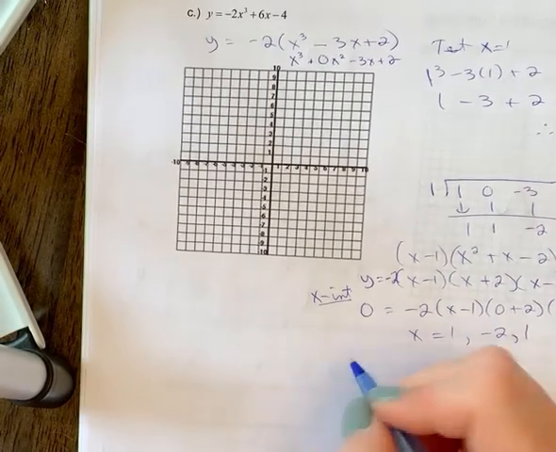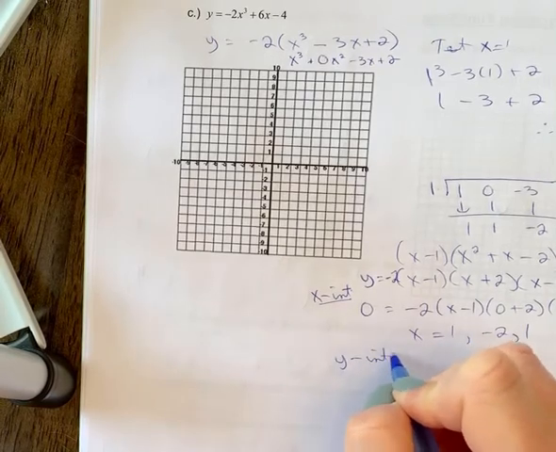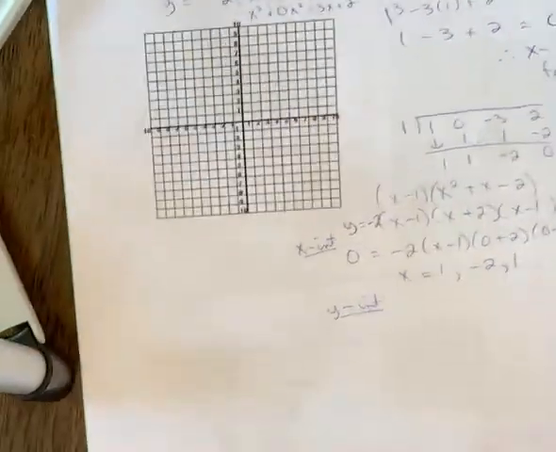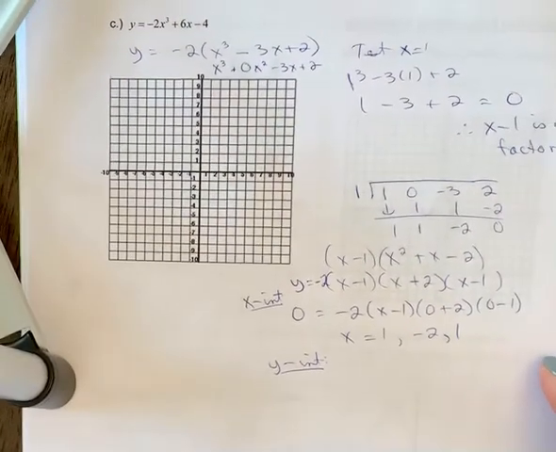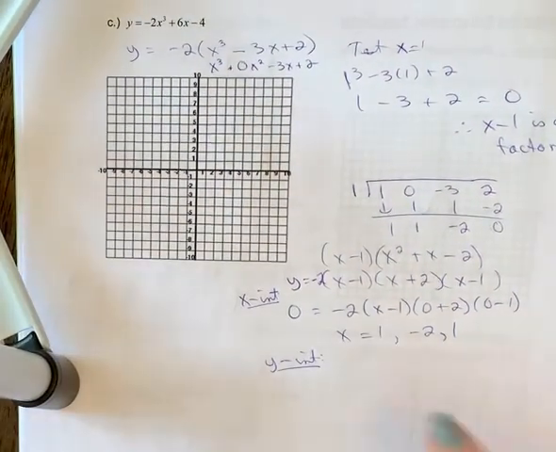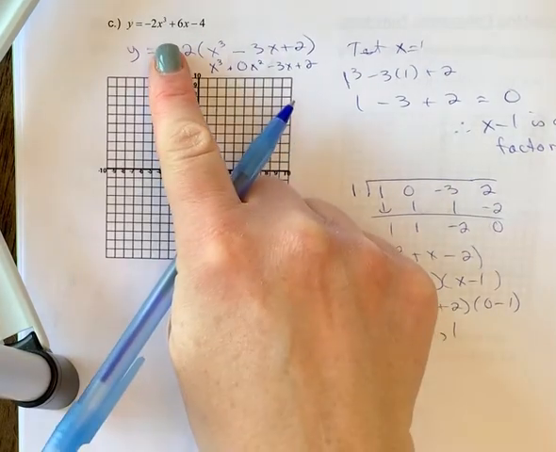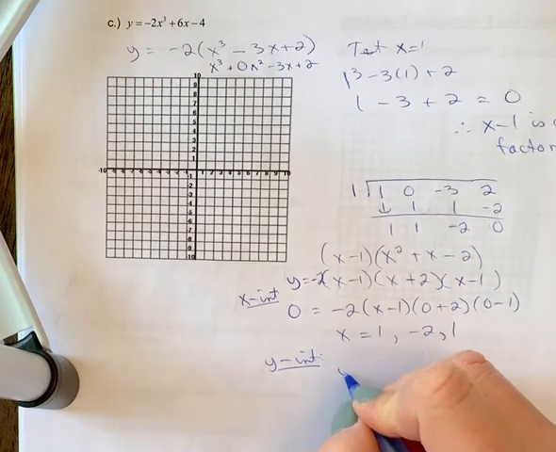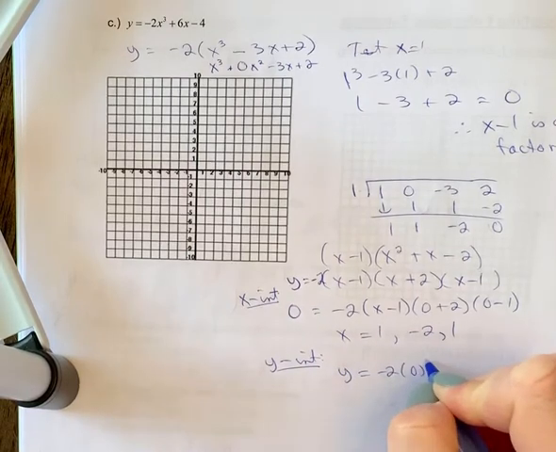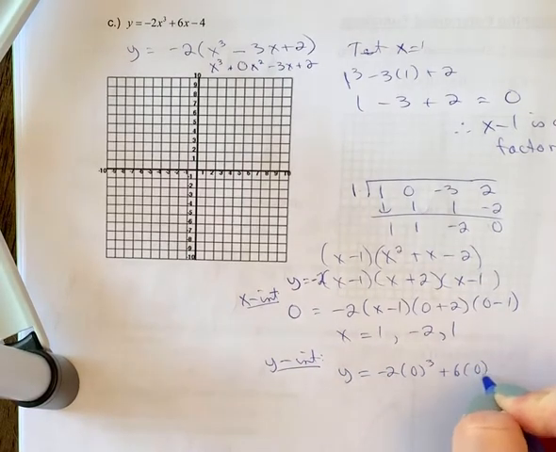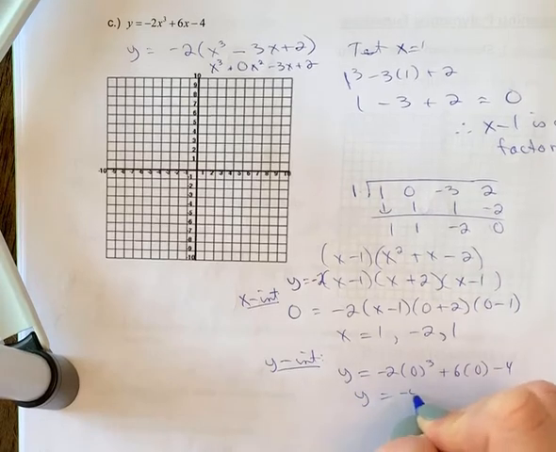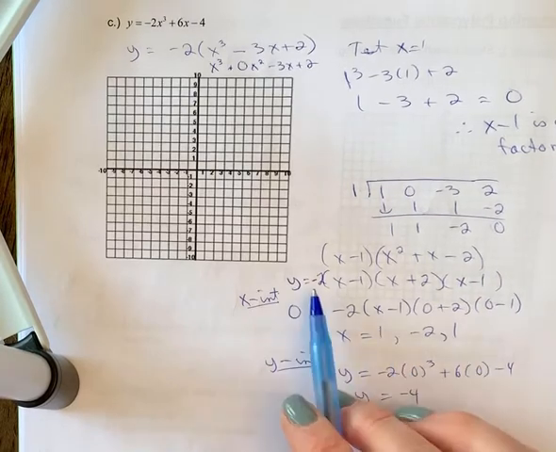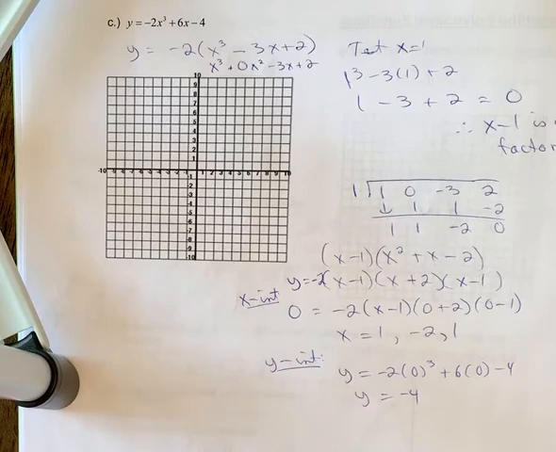Okay, let's find the y-intercept. You can either use the factored equation or the equation that was not factored. It makes more sense to use the original equation because then you've got your constant term right there. So if I plugged in 0 for x right away, y would equal -4. I'd get the same result if I used the factored equation, but that's all easier.